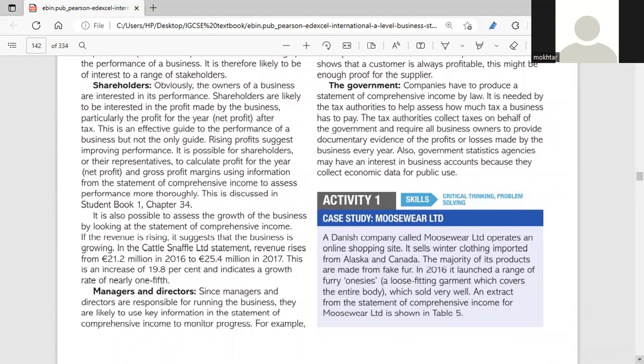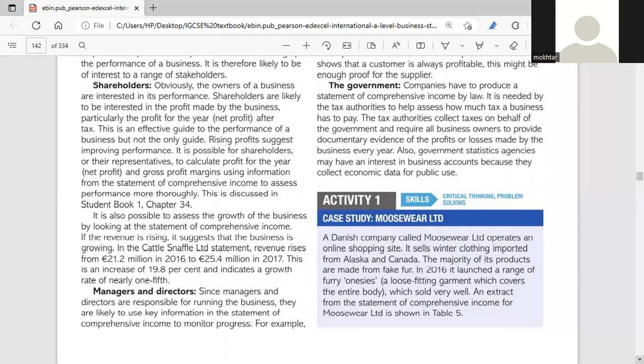Rising profit suggests improving performance. It is possible for shareholders or their representatives to calculate profit for the year and gross profit margins using information from the statement of comprehensive income to assess performance more thoroughly. So what they are saying is this: for the shareholders, why do they need the financial statement?